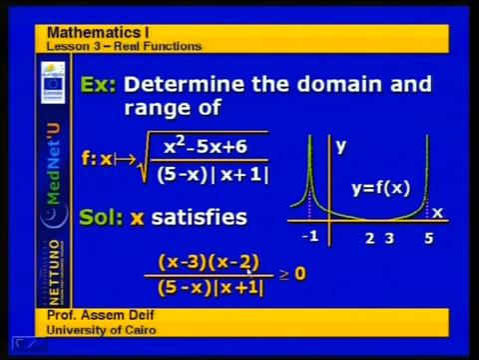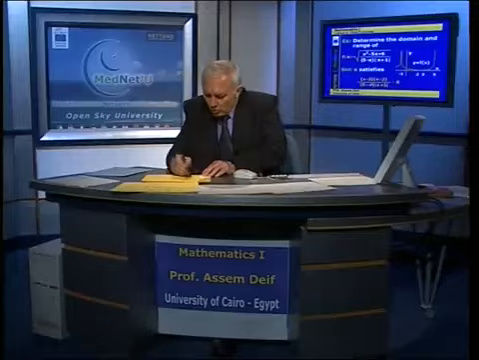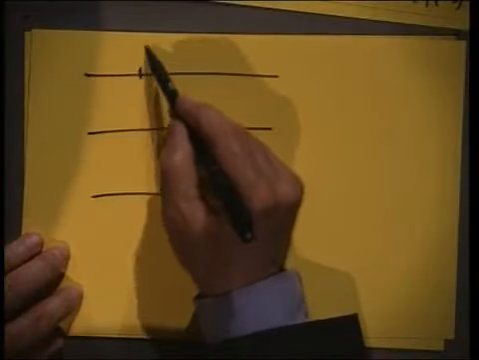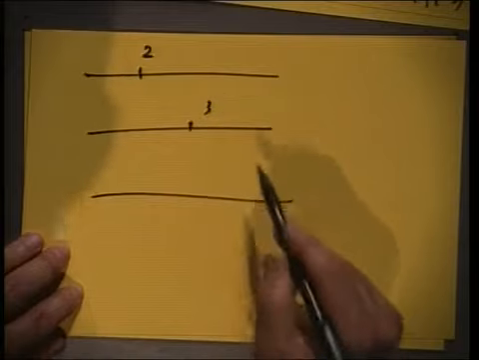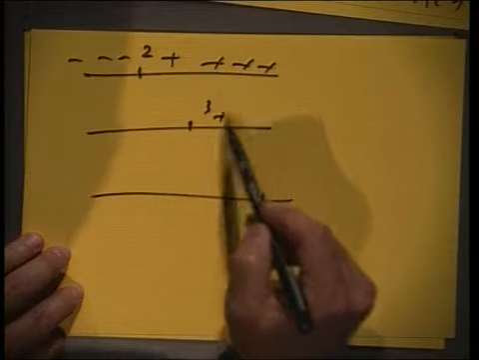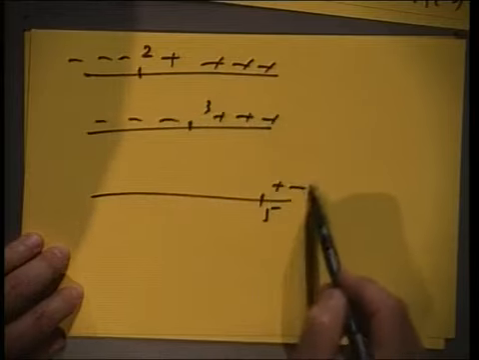So you have (x minus 3) times (x minus 2) divided by (5 minus x). So directly what to do here, you have three sets like this, three lines. You have 2, you have 3, and you have 5. So this is positive, and this is negative, again positive, negative, again positive, negative.